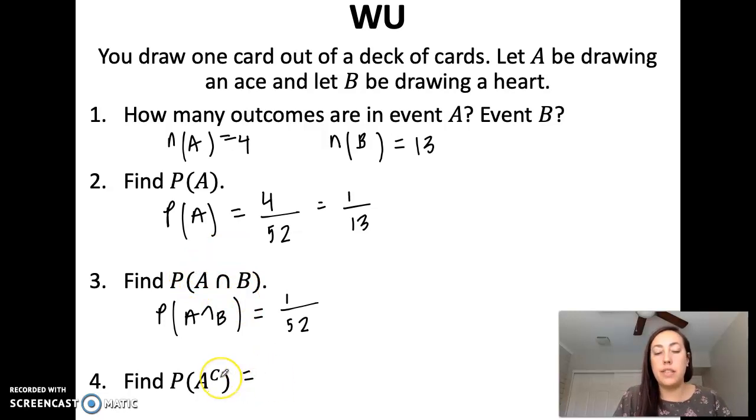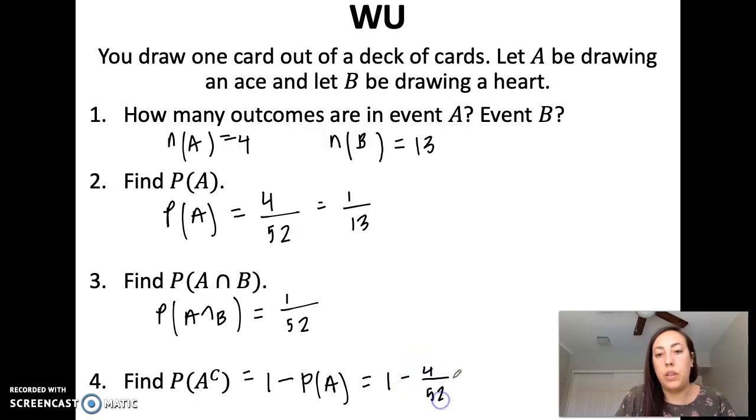And then remember, this little c in the exponent means complement. And an easy way we can find the complement is to do 1 minus the probability of event A occurring, which would be 1 minus 4 out of 52, which would be 48 out of 52, or 12/13. So just a little quick probability review.